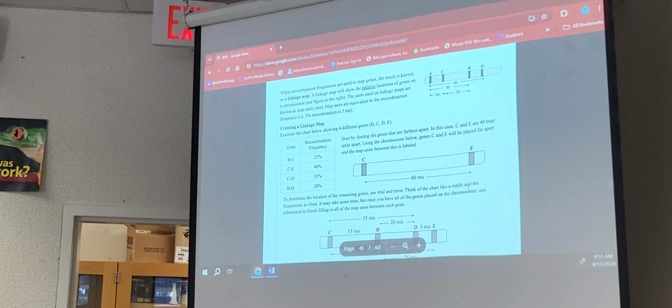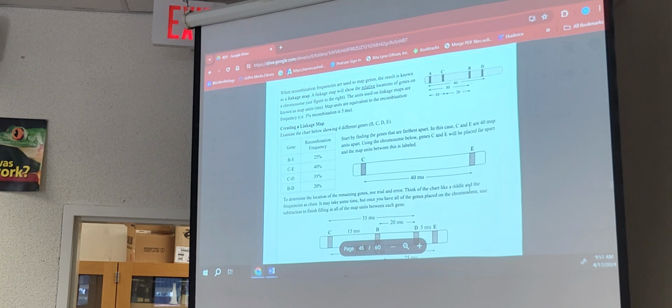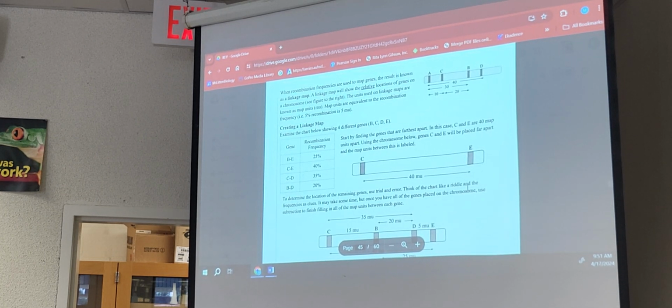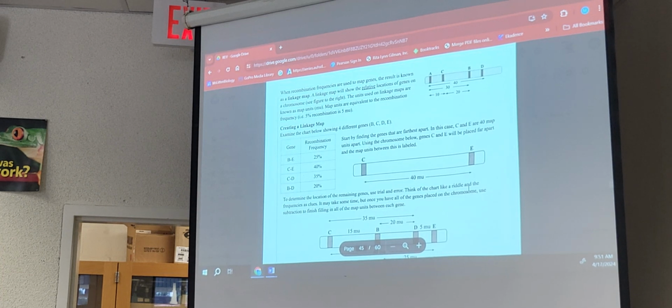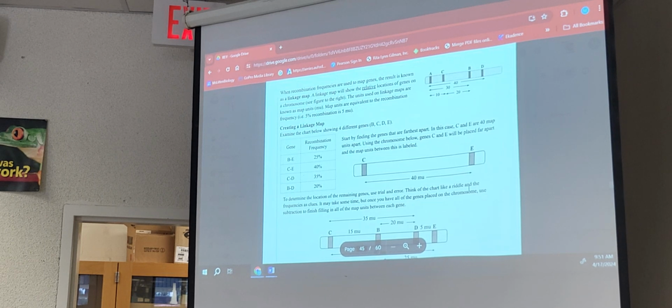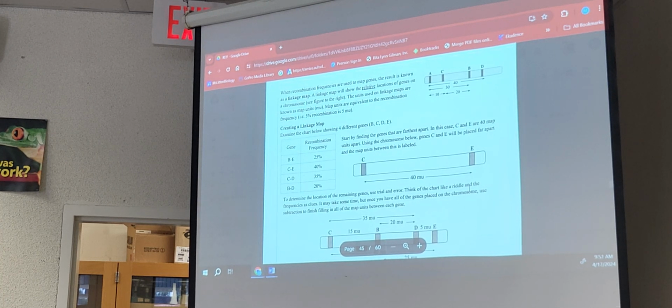The units used on linkage maps are known as map units. Map units are equivalent to the recombinant frequency. So a 5% recombinant frequency means 5 map units. 50% recombinant frequency means 50 map units, right? If you look at A, B, and C, and the distance between A and B is 5%, and B and C is 10%, then A and C would be 15%, right? Or something like that. That's how all this works.